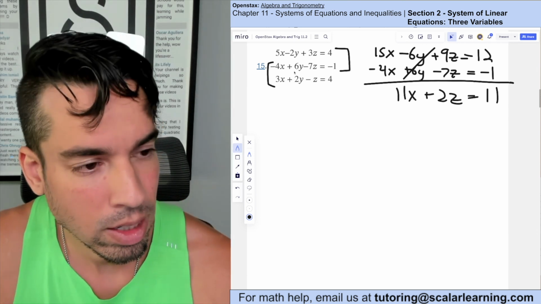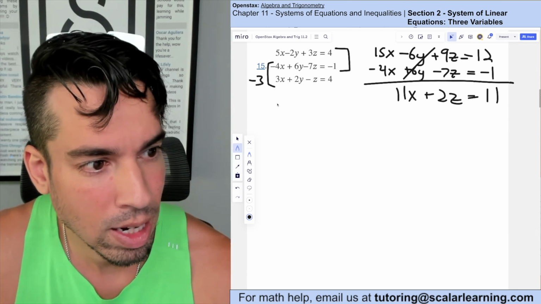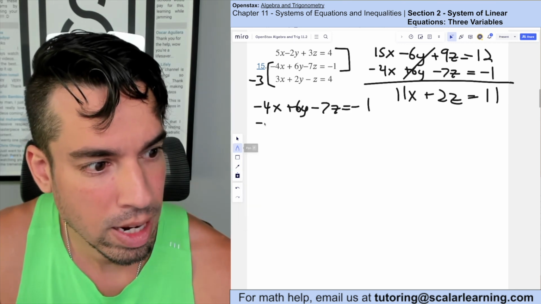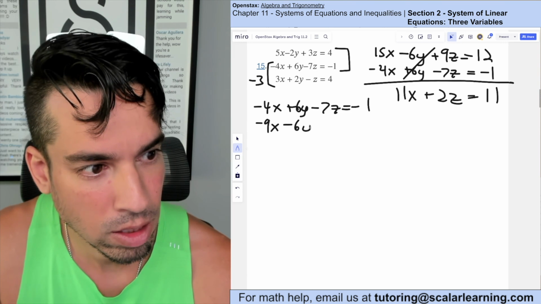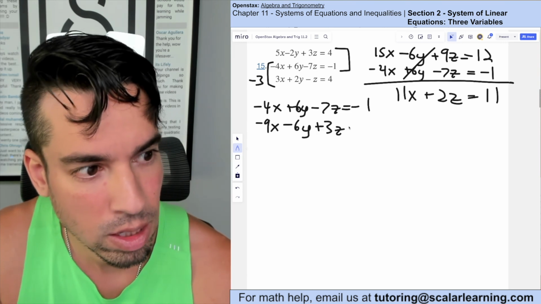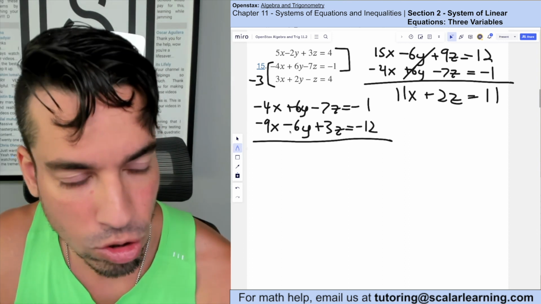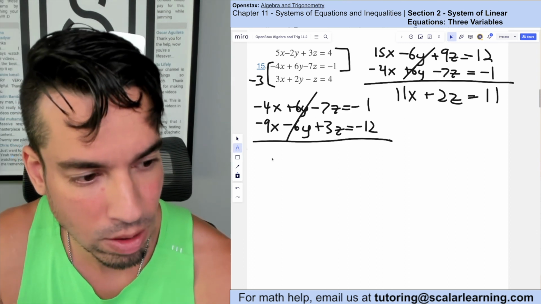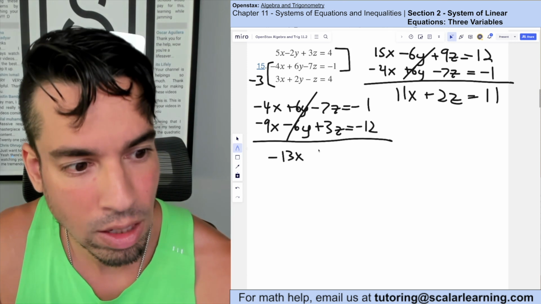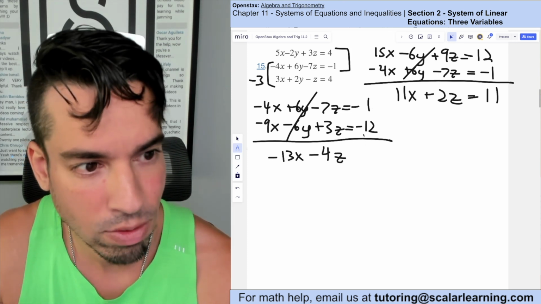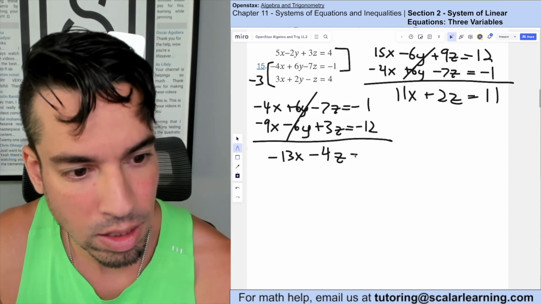Now for the second 2, we're going to multiply the bottom one by negative 3. So the top one stays as is. Then we distribute the negative 3. We got negative 9x minus 6y plus 3z is equal to negative 12. Now we add these together. These 2 cancel out. Negative 4 plus negative 9 is negative 13x. Negative 7 plus 3z is negative 4z. And then negative 1 plus negative 12 is negative 13.